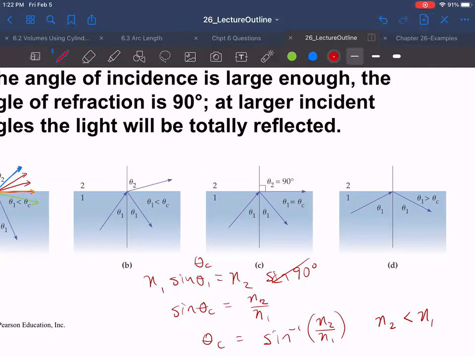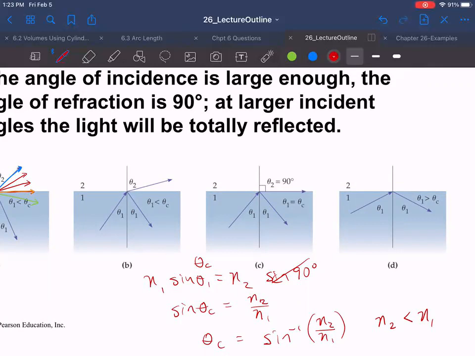It doesn't work, because you can't take the sine of any angle and get a number greater than one. So if you try this going from high speed to low speed, the opposite way, it's not going to work, and you're going to get an error when you try to type this in. So this even mathematically won't work for us in the other one.